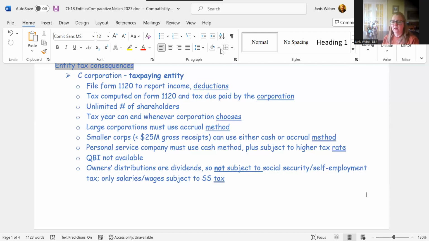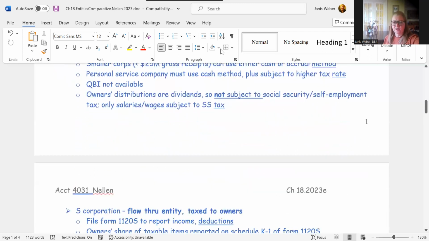And then I mentioned that the distributions or dividends are not subject to Social Security or self-employment, but salary is, of course, because anytime you pay salary, the corporation would be paying Social Security tax, and they would be withholding Social Security tax. So any salary that was paid out would be subject to Social Security, but not the dividend part. All right, so that's just an overview of the tax situation with the C Corp.